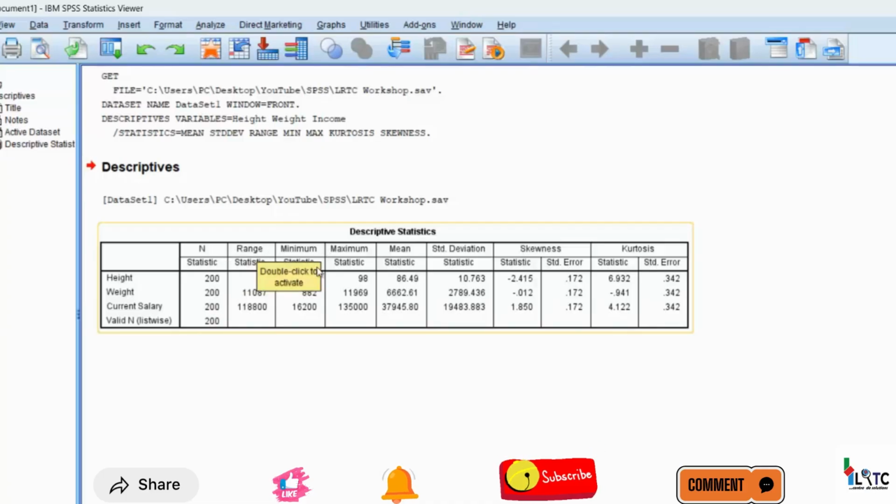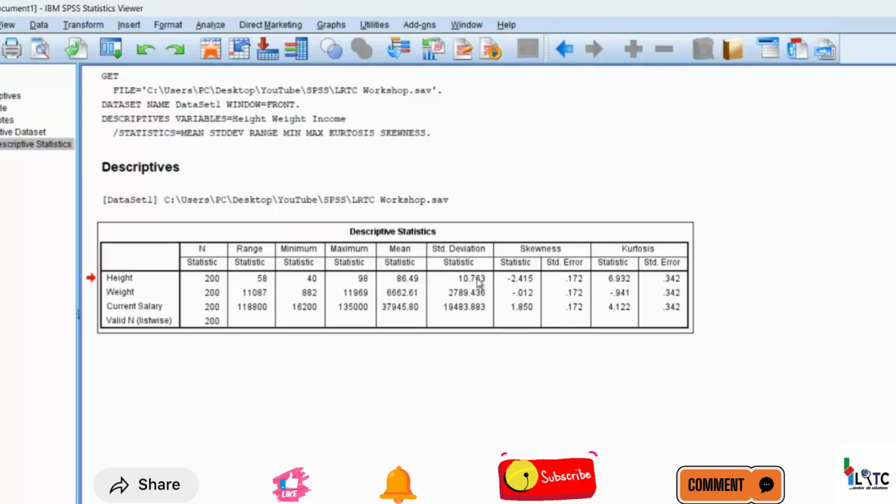Here is the range, which is the difference between the minimum and the maximum. If you look at it very well, if you subtract 40 from 98, you will have 58. If you subtract this from this, you have this. Then we have the mean, which is the average value. Then we have the standard deviation, which shows how the data varies, or the spread of your data from the mean. Next, we have skewness, the statistic and standard error, and also we have the kurtosis, the statistic and standard error.